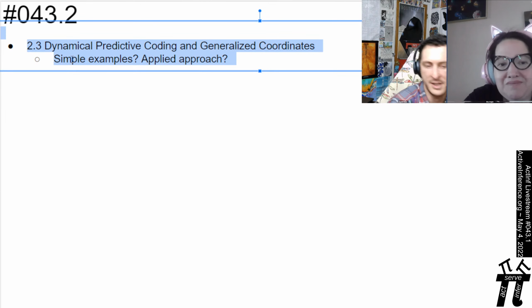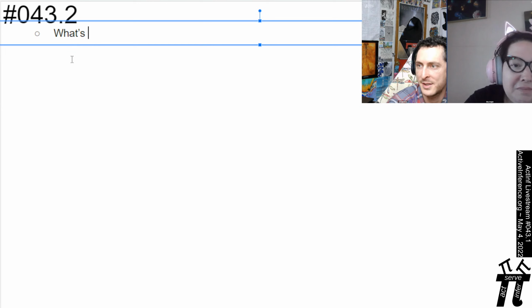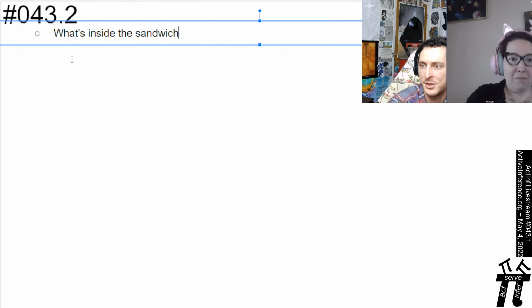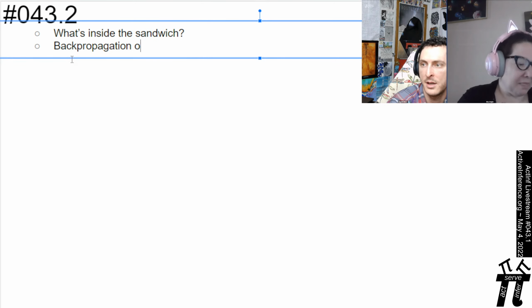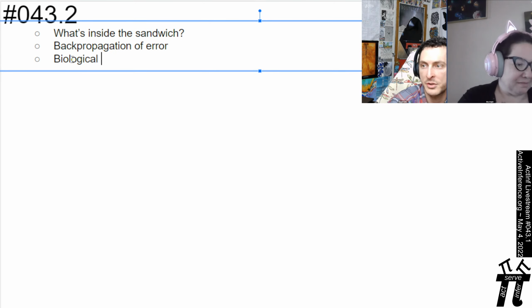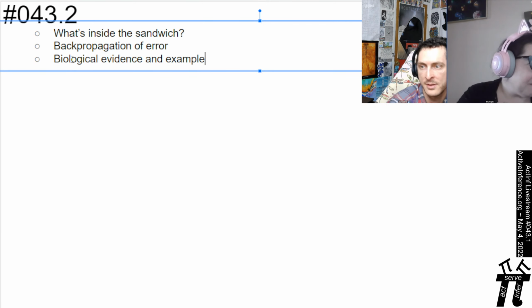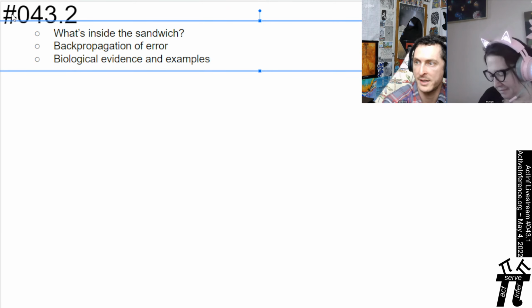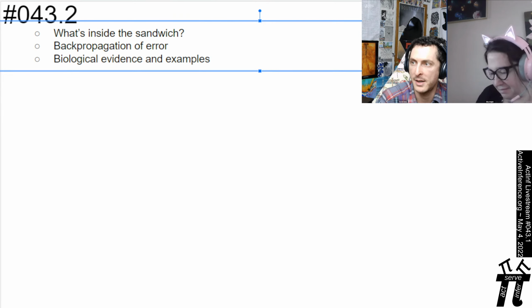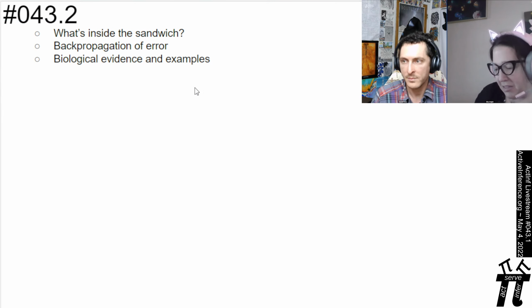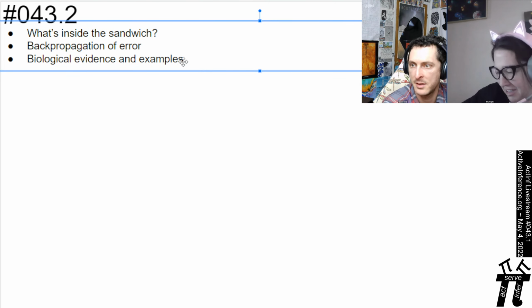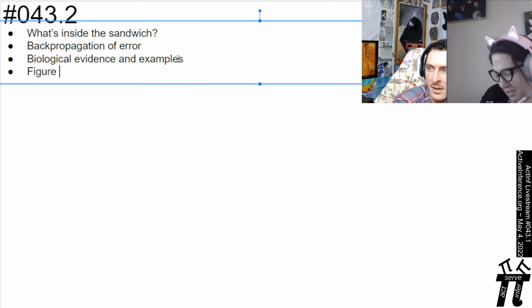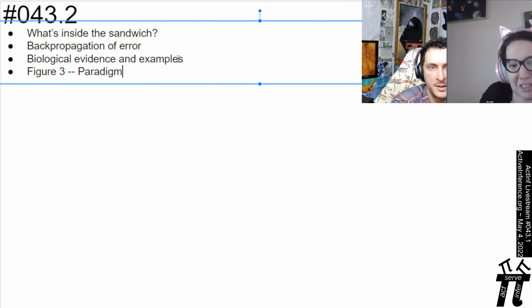Okay, so we'll definitely go into what's inside the sandwich: backpropagation of error, biological evidence and examples. So I think there's a ton of exciting stuff that we'll be able to talk about next week. Like the different paradigms, we could go over figure 3, the paradigms of predictive coding, and the normalizing flows. So we covered the bread today.